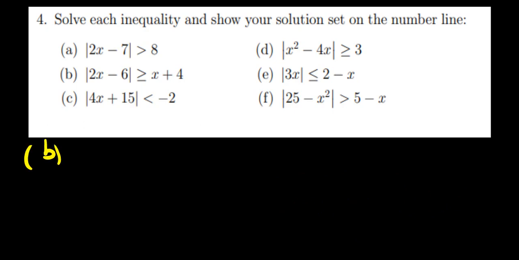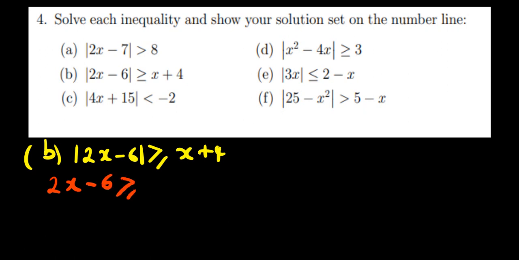So how are we going to solve b? You're going to say 2x minus 6, that x plus 4. Same principle, nothing changes. So you're going to say, is it 2? Yeah, 2x minus 6. So you're going to have 2x. Let me just use a different color. So you're going to say you have 2x minus 6. This is greater than, get the positive one first, then you can also get the negative one.